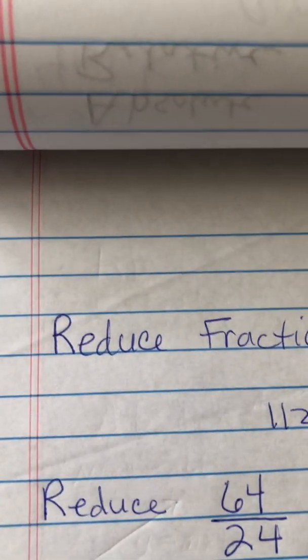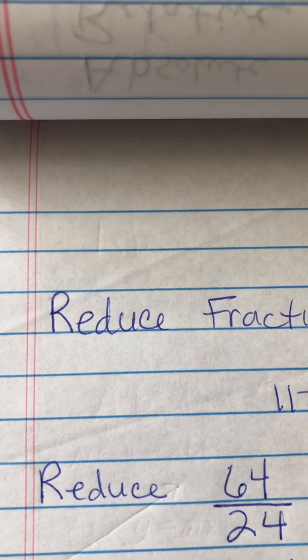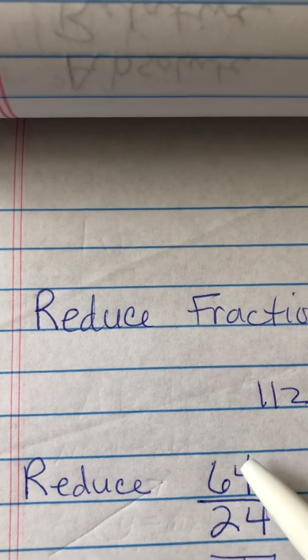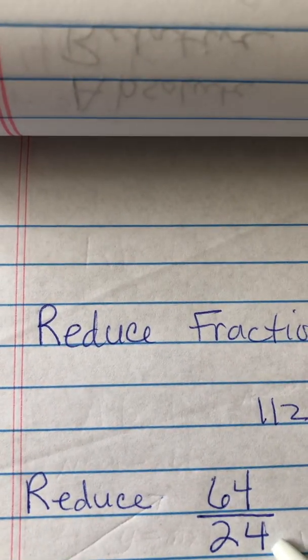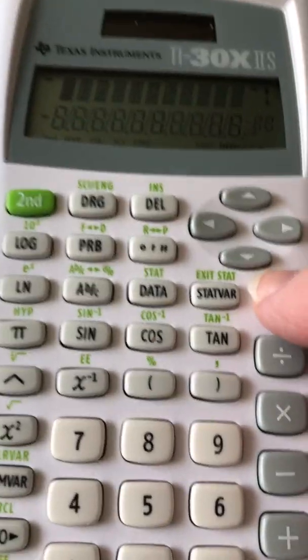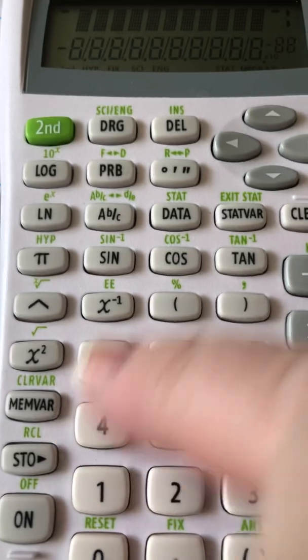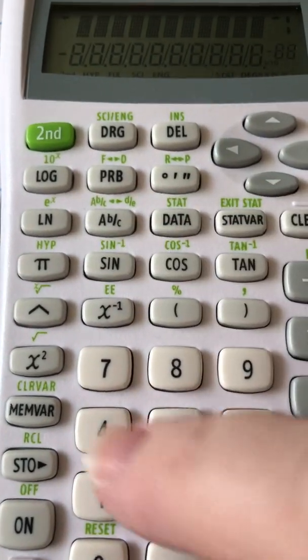So we're going to put another one in there. This time it's going to be top heavy. We have 64 over 24. So we're going to do that one just exactly the same way as what we did before. So 64 fraction line 24 and enter.